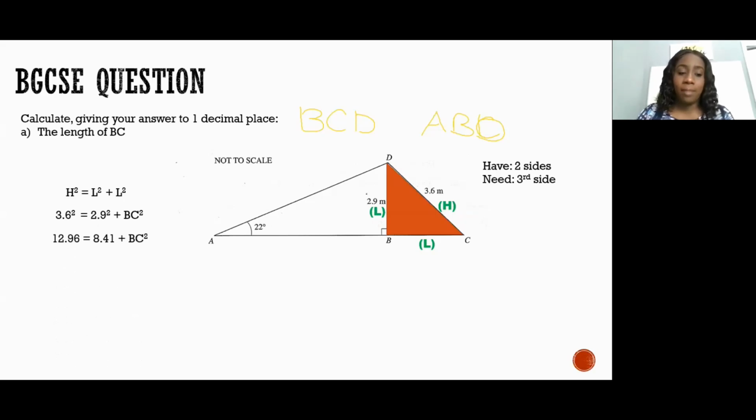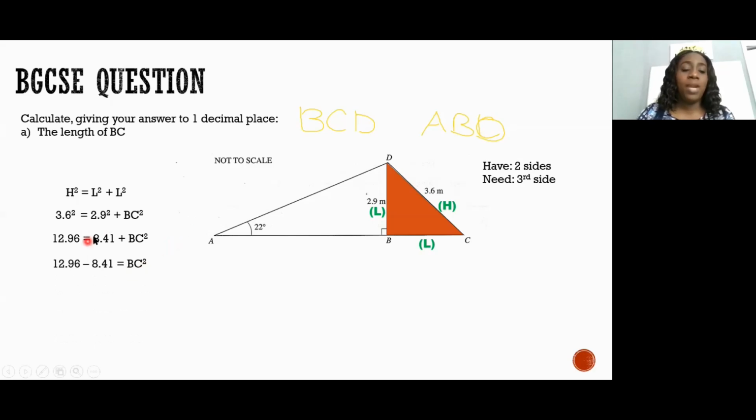I'm going to work it out now. That's 12.96 is equal to 8.41 plus BC squared. I'm solving for BC, so I want to isolate BC. I want to get rid of the 8.41 and the square sign. I'm going to do the 8.41 first.